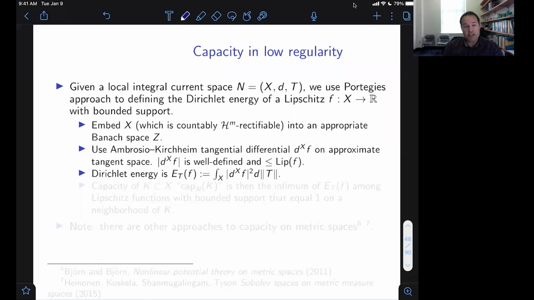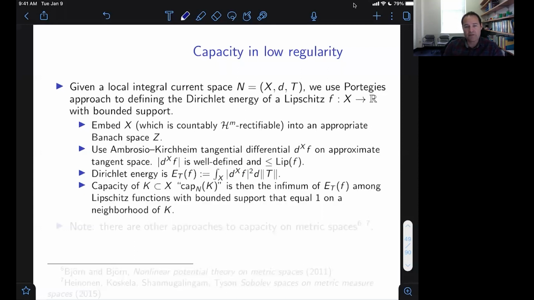So you can define the Dirichlet energy by taking the norm of this tangential differential with respect to this T measure. If you wanted to, we didn't do this, but you could make this into a P capacity and do a similar thing. And then once you have that, defining capacity is analogous to how you would normally do it. You just minimize this on Lipschitz test functions that equal 1 on K.